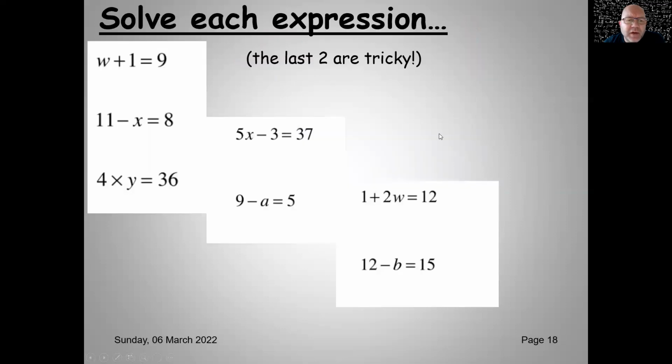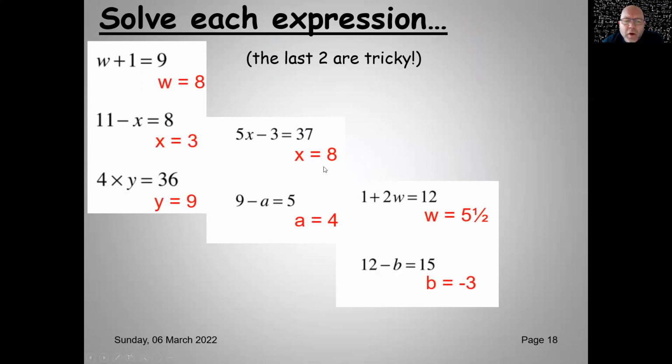Here's a few for you to have a go at. Warning, these last couple are quite tricky. So I think we should be fine with the first 5, but those last 2 are a little bit naughty, so be careful. Once again, pause the video, have a go on your own piece of paper. I will reveal the answers in 3, 2, 1.